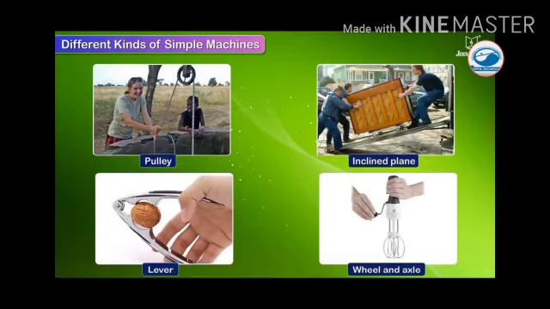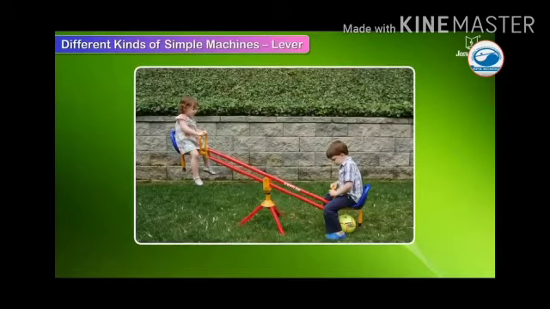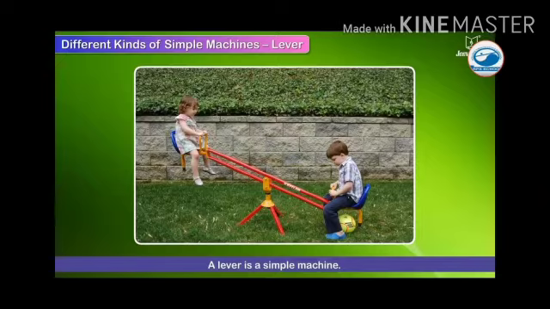Different kinds of simple machines. There are different kinds of simple machines used by us in our daily lives. The pulley, the inclined plane, the lever, the wheel and the axle. Lever. A lever is a simple machine.